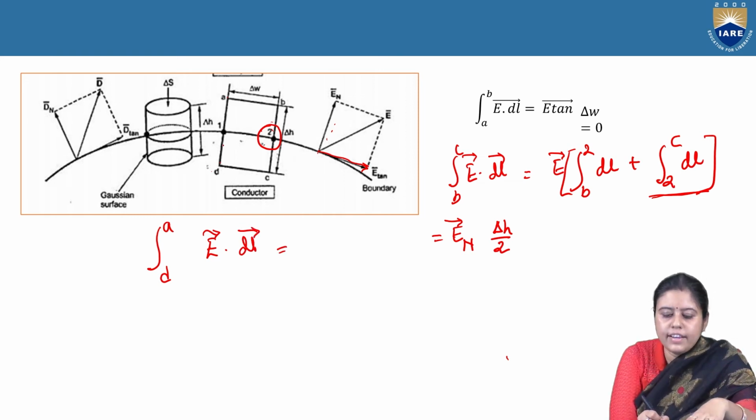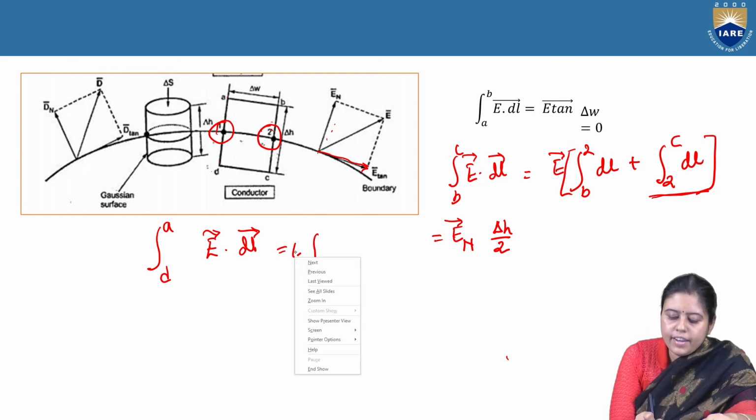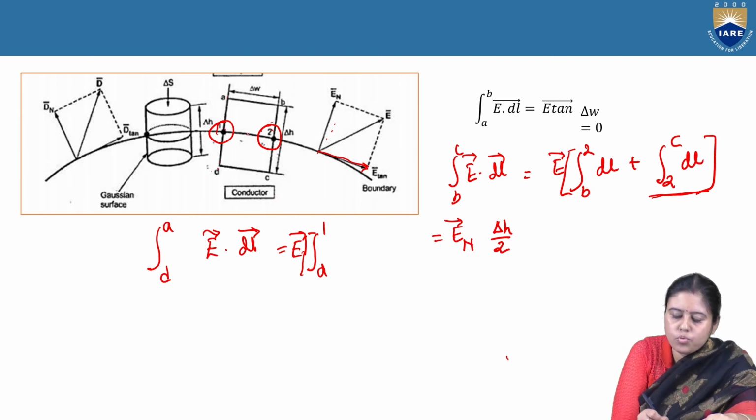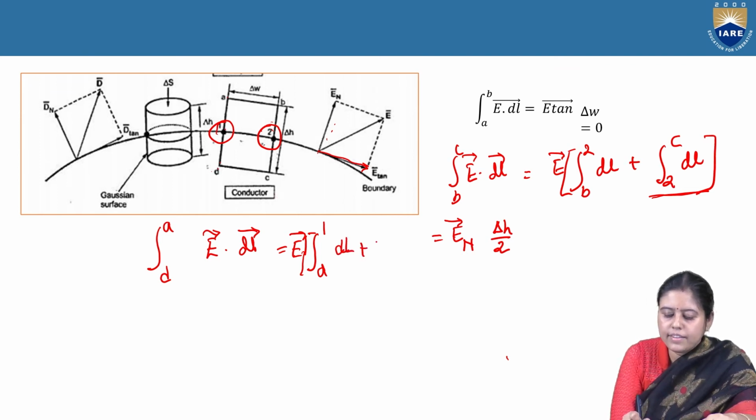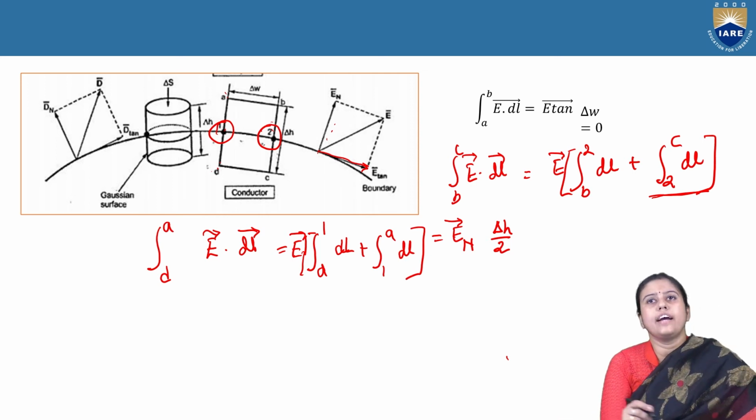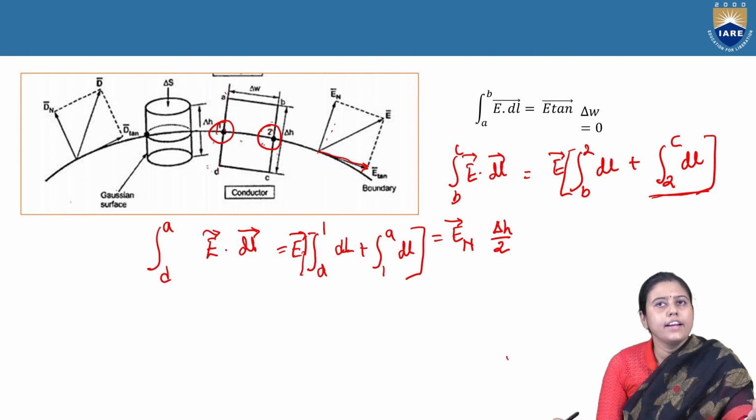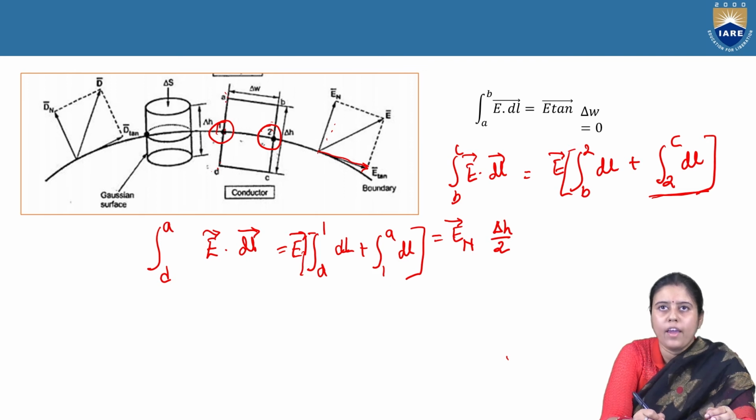Now, again we can see there is a point A. So we can write the integral from D to 1 of E dl plus the integral from 1 to A of E dl. Again, you can see that D to A is within the conductor. Within the conductor means again it is 0, according to our assumptions. So we only have to calculate the value from 1 to A.